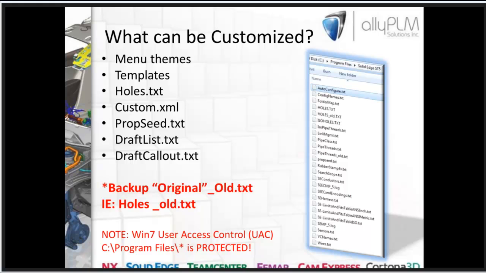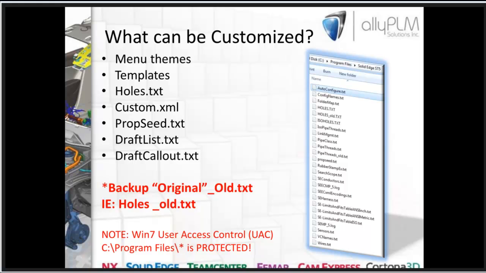We want to keep the first few letters of the name the same, so that if we ever search for holes.txt, we know that there's a holes_old there as well. That's common amongst all us engineers here at Allied PLM, and pretty much accepted throughout the Solid Edge community. If you're renaming a backup file, just underscore it with an old.